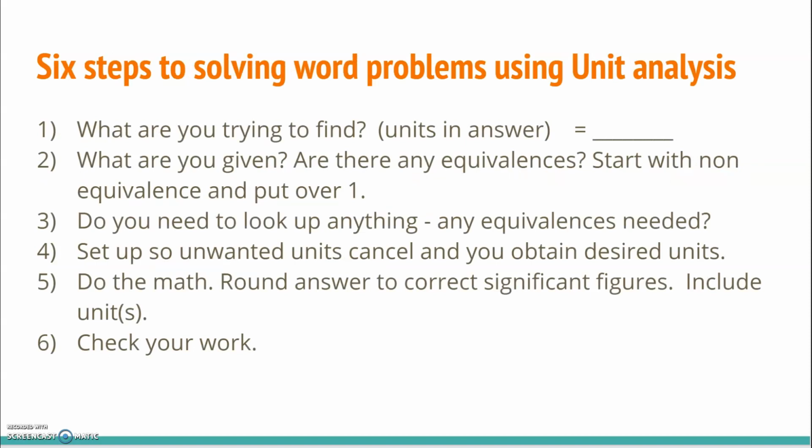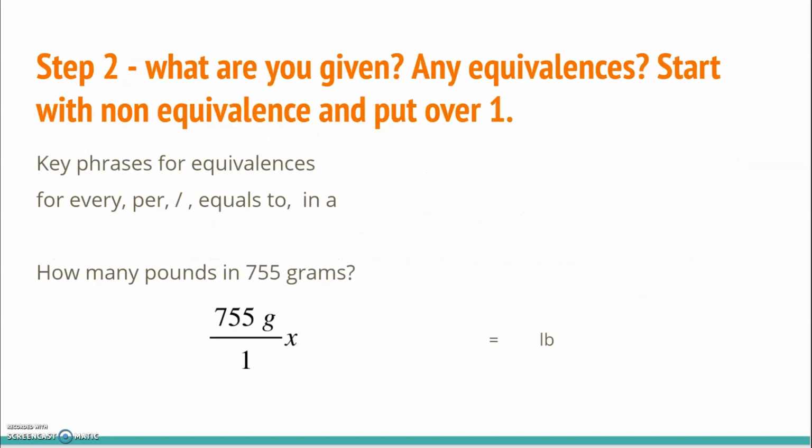What about step 2? What are you given? Are you given any equivalencies in the problem? Let's look. How many pounds in 755 grams? No, I'm not given any equivalencies. I'm just given one number. And so I'm going to put that one number over the number 1. If I was given an equivalence, I would not start with that because you never know which of the equivalents to put on the top and which to put on the bottom. So here I am converting 755 grams to pounds. So that's step 2. So now I know where I'm going, to pounds, and I know where I'm starting.